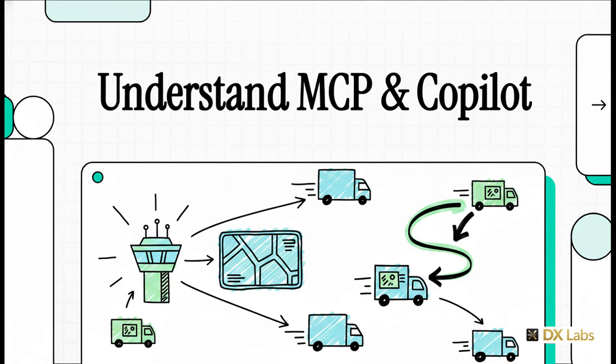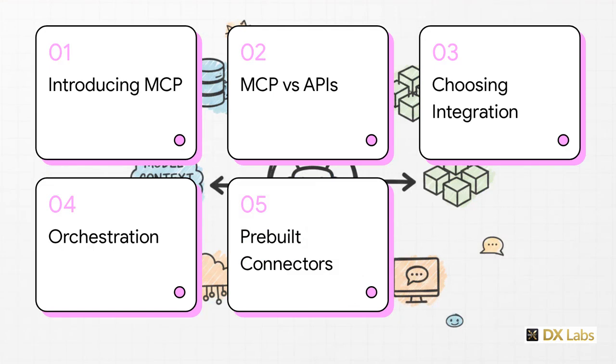Well, that centralized approach, that's the exact philosophy behind the integration model we're breaking down today. So let's look at the exact roadmap to guarantee you're fully prepped for the AB 620 exam. We're going to hit 5 critical areas. First, introducing MCP. Second, comparing MCP to standard APIs. Third, choosing the right integration. Fourth, generative orchestration. And finally, pre-built connectors.